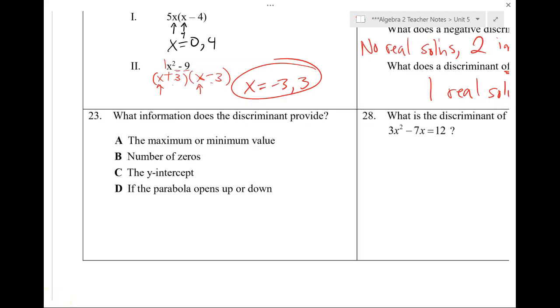Now, what information does the discriminant provide? Oh, let's see. It doesn't tell us the max or min value. I know that. I have to get the y-intercept from the standard form of a quadratic. And then A tells us whether it opens up or down, but we don't have that in the discriminant. So it tells us the number of zeros. How many solutions or x-intercepts do we have? That's what it tells us.